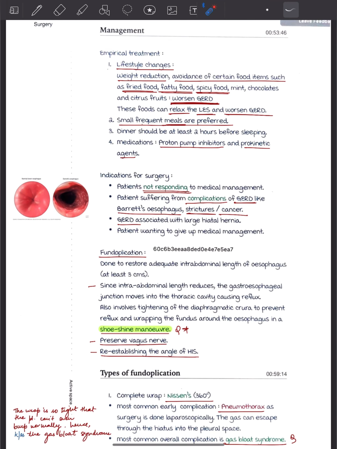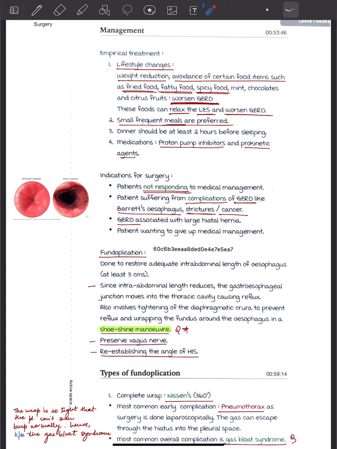First of all, the empirical treatment of GERD is lifestyle changes. We'll have to do weight reduction, avoid certain foods such as fried food, fatty food, spicy food, mint or chocolates, and also citrus fruits because they are acidic. All these food items can worsen GERD. Now, these foods can relax the lower esophageal sphincter and worsen the GERD.